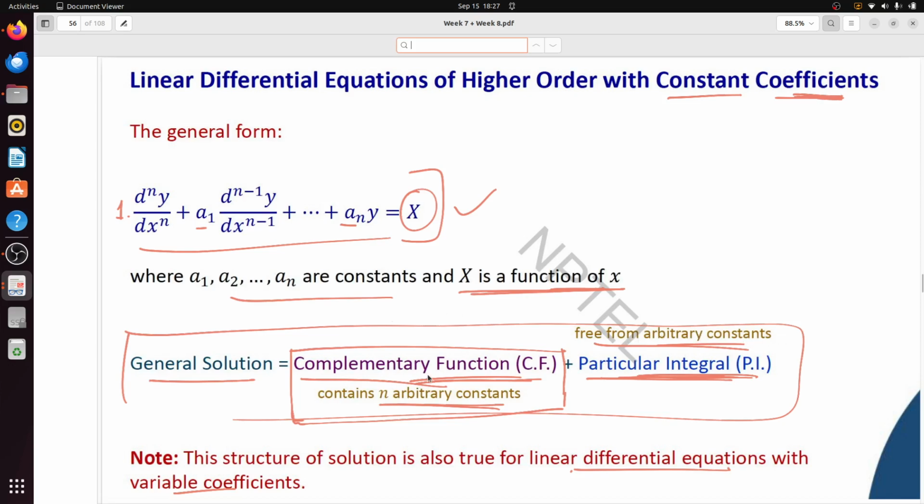So what do we mean by complementary function? This complementary function is actually the solution of the associated homogeneous differential equation, that is d^n y/dx^n plus and so on plus an y equal to 0. So these complementary functions are n linearly independent solutions of the corresponding homogeneous differential equation. And this particular integral comes because of the inhomogeneity on the right hand side. Am I clear?